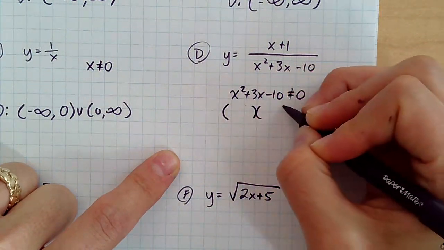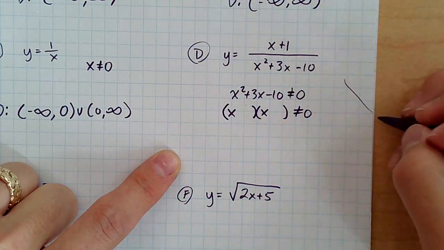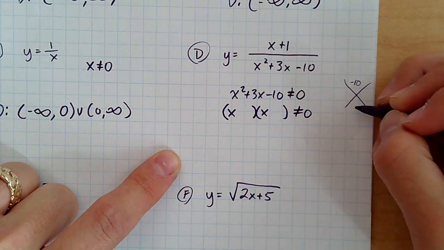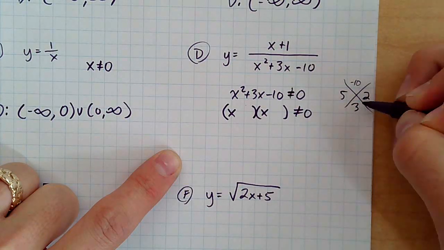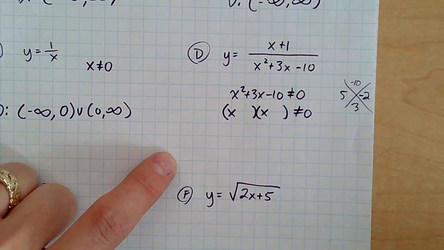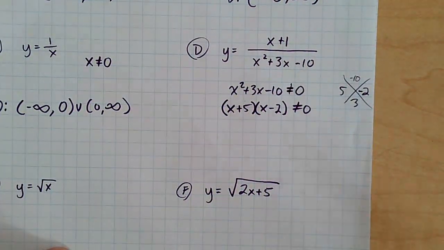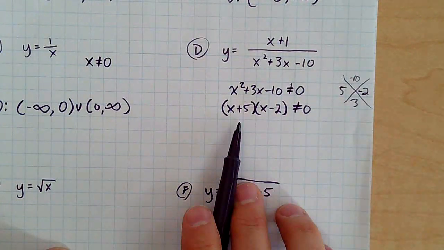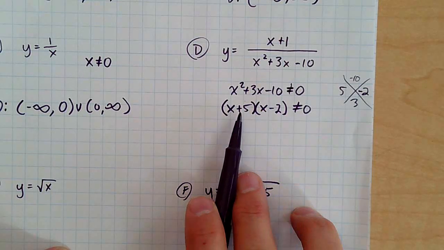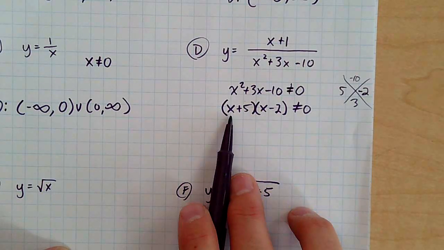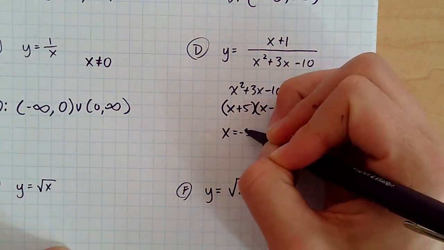This one's going to take a little more work. If we factor this, it'll be a lot easier to figure out what numbers are going to cause problems. We can use our box or our diamond method here to break this down. We have to multiply to get 10, add up to 3, and the 10's negative, so they're going to have opposite signs. I got plus 5 and minus 2 when I factor this. Now I can see that there's two numbers that are going to cause this to be 0. If I plug in a 2 right here, we get 0 times 7, which is 0. If I plug in a negative 5, we get 0 times negative 7, which is 0. So these are the two numbers.